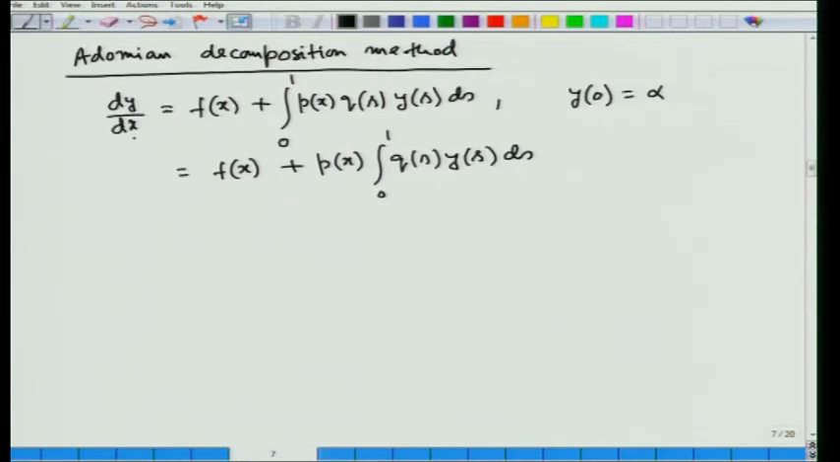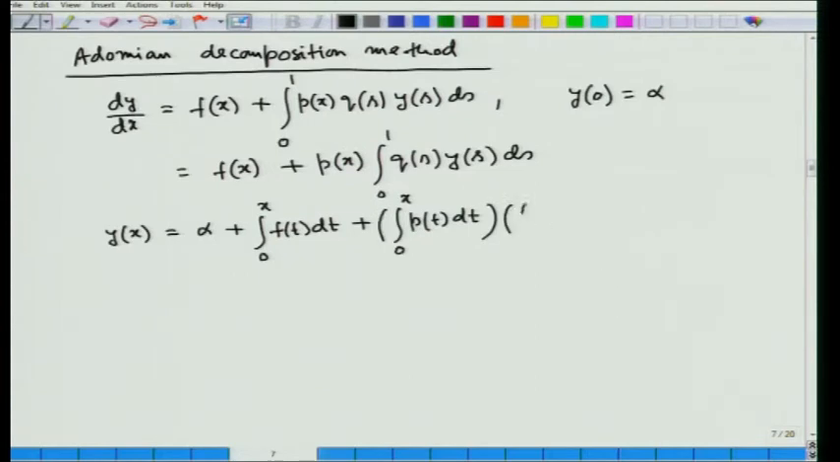Now, integrating this expression from 0 to x, we can find y(x) is equal to alpha plus integral 0 to x f(t) dt plus integral 0 to x p(t) dt, this expression multiplied by integral 0 to 1 q(s) y(s) ds.